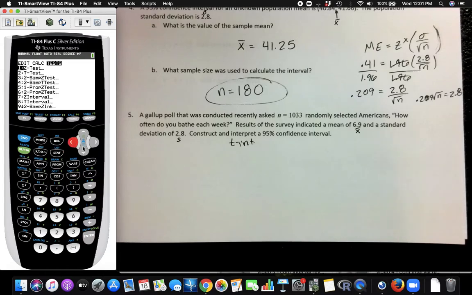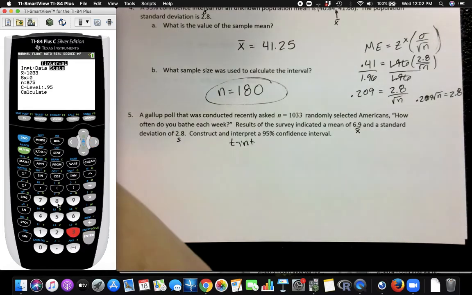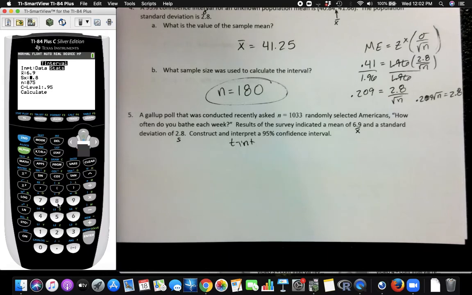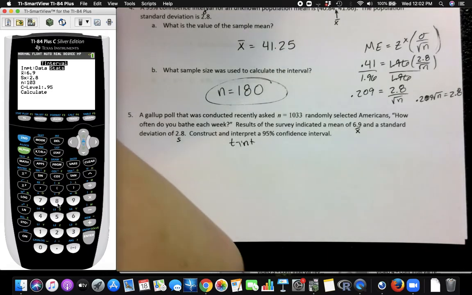Stat test, t interval, so 8. I now have stats. X bar 6.9, sample standard deviation 2.8, sample size 1033.